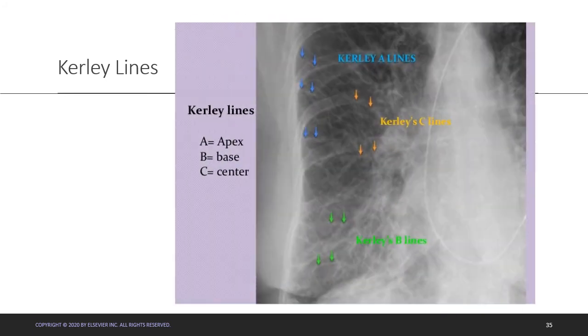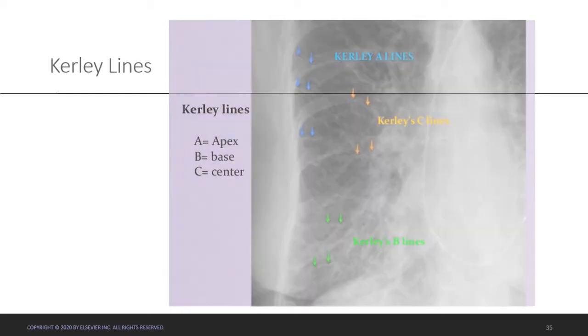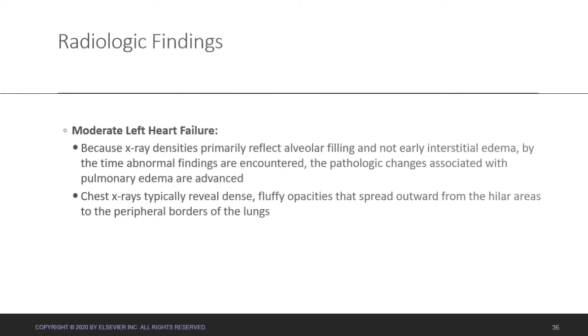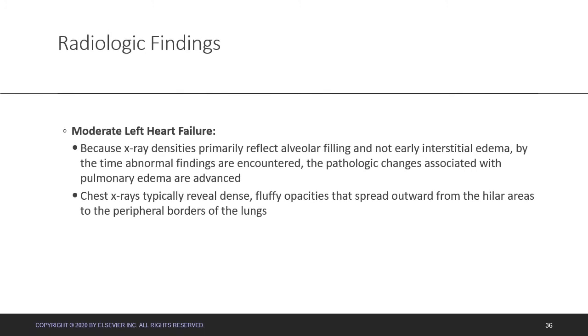Here you can see curly A lines in the apex, curly B lines in the base, and curly C lines in the center of the lungs. Moderate left heart failure.